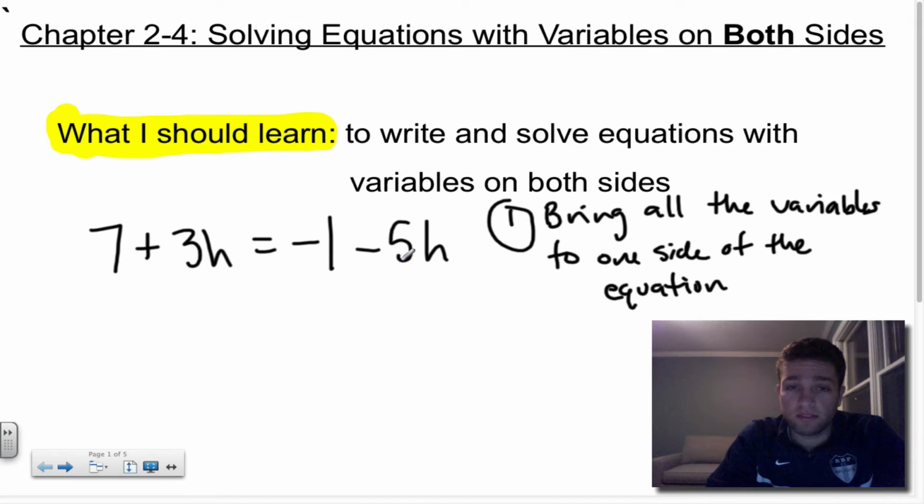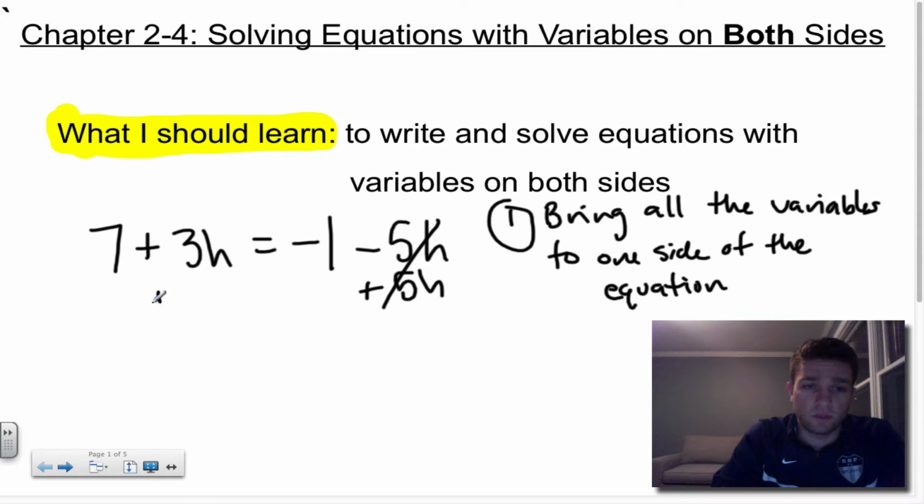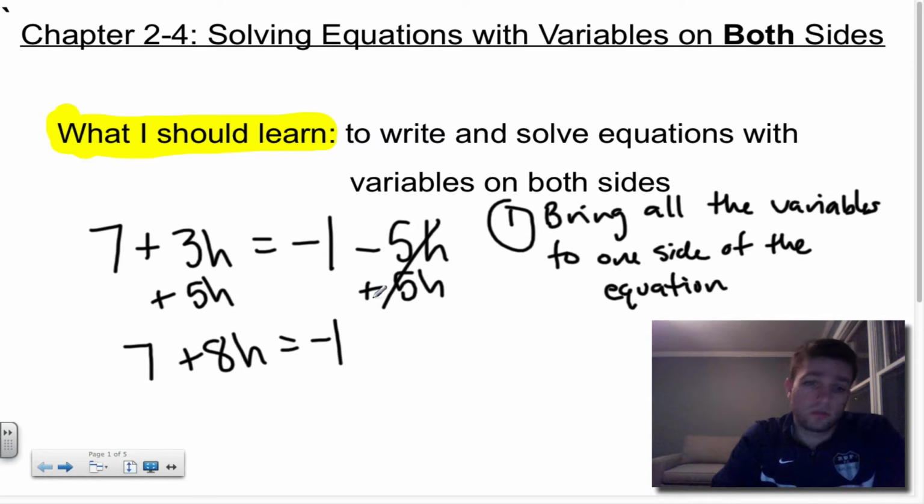You can take 5h and bring it to this side. How do you do that? Through inverse operations. The opposite of minus 5h is plus 5h. So that eliminates it from this side, but whatever you do to one side, you always do to the other. So I'm also going to add 5h here. Now that's going to leave me with a really nice two-step equation, which you know how to do. 7 plus 8h equals negative 1.